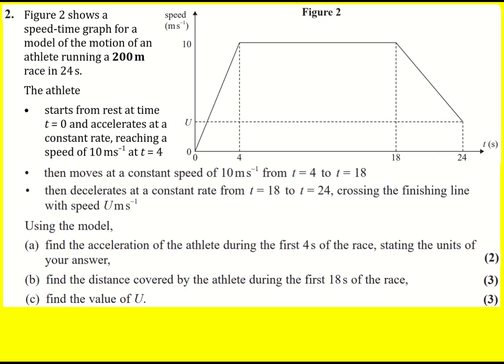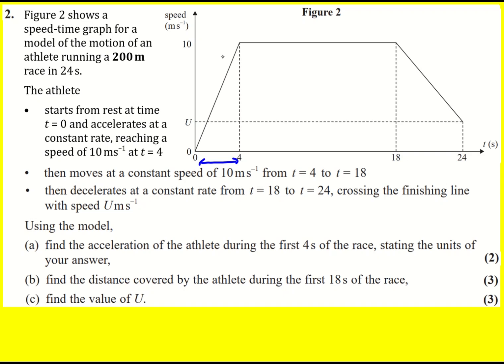This shows a speed-time graph for the model of the motion of an athlete running a 200-meter race in 24 seconds. This immediately tells us that the area under the graph is 200. We're given some information, it's all on the graph, so I'm not going to say it all out loud. But then we're asked to find the acceleration of the athlete during the first 4 seconds of the race, stating the units of our answer.